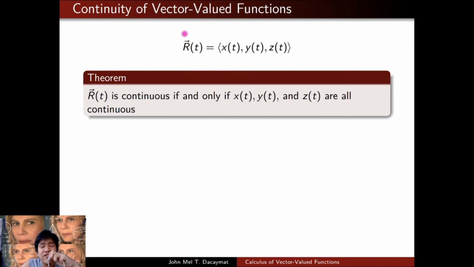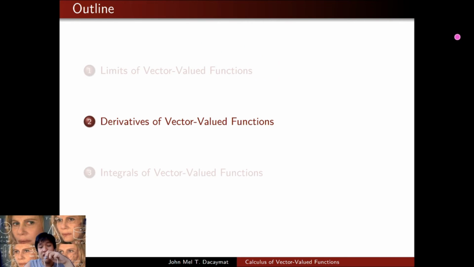So, your vector valued function is continuous at A if each one of these three components is continuous at A. Tapos, this is continuous everywhere if this is continuous everywhere. So, kahit isa lang dyan sa tatlo ang hindi maging continuous, your entire vector valued function will already be not continuous. So, parang ini-inherit niya yung properties ng tatlong components mo. Okay? So, that's it for limits. Derivatives naman tayo.